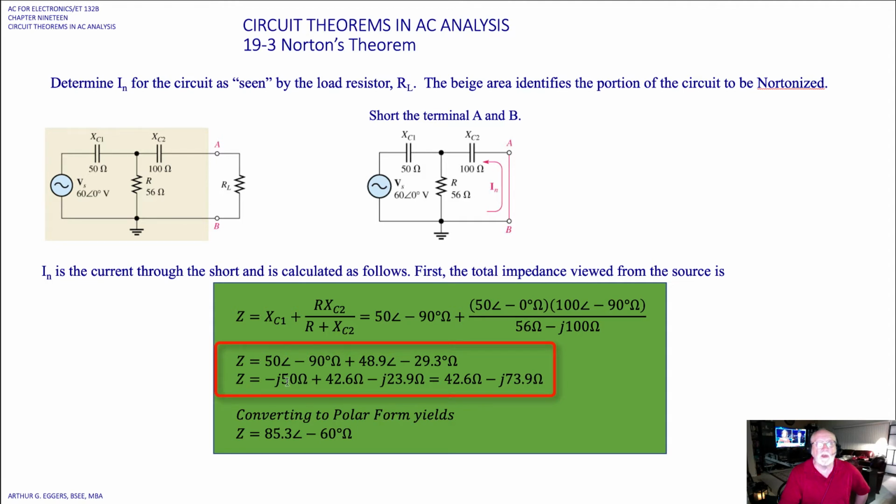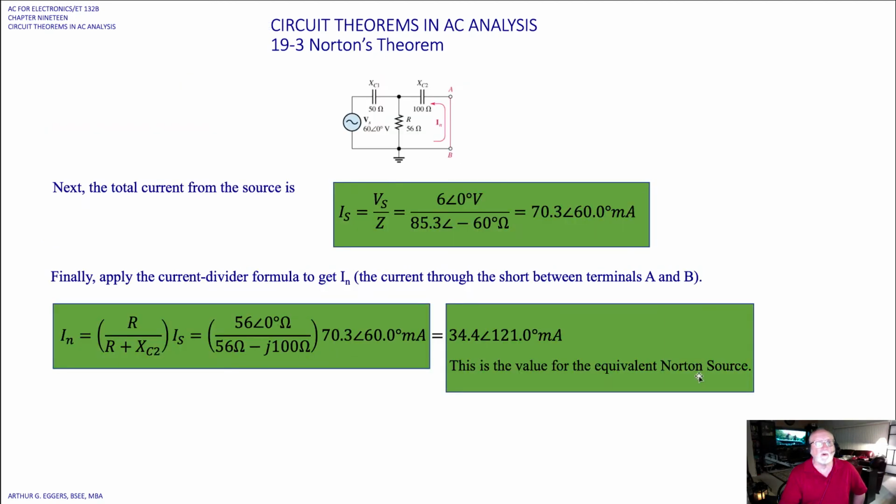From that, we can convert those polar expressions to rectangular expressions: minus j50 ohms plus 42.6 ohms minus j23.9 ohms. So 42.6 ohms minus j73.9 ohms becomes our impedance in rectangular form. Converting then to polar form gives us 85.3 at an angle of minus 60 degrees ohms. So again, we continue with our conversions to come up with our correct answers.